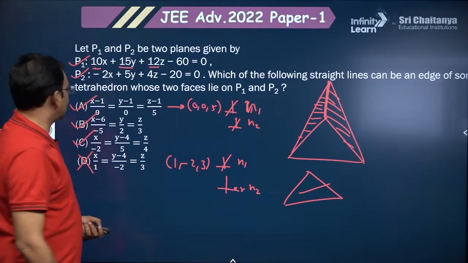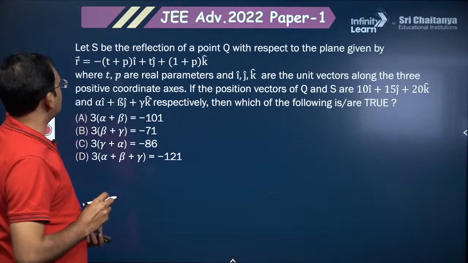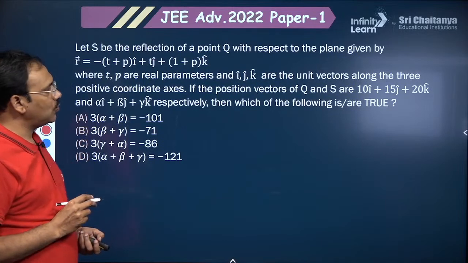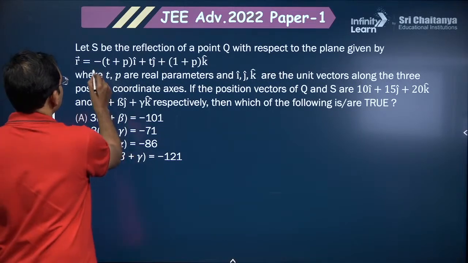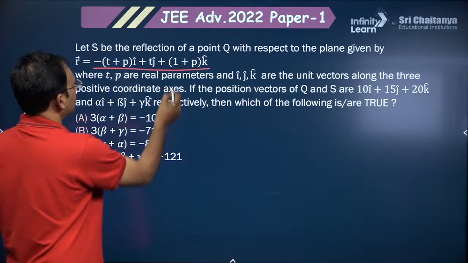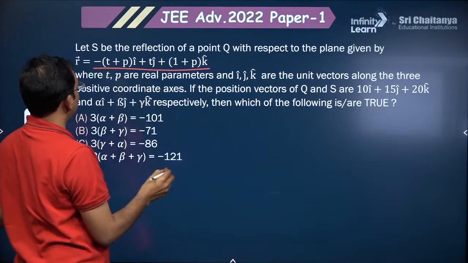Okay. Next friends, yeah, this is the one. You see the reflection: S is the reflection of the point Q with respect to the plane. This is the plane which you can adjust. You see 1 is a number, and P is one parameter, T is one parameter.